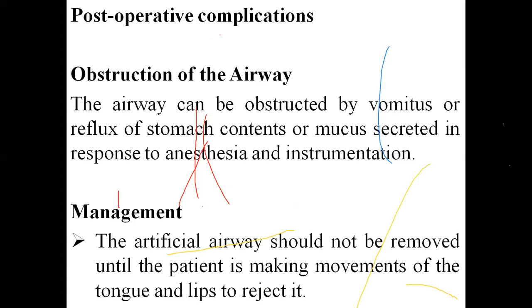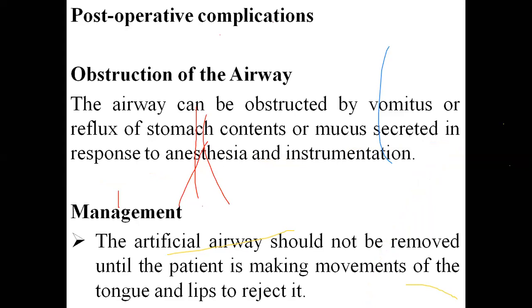So what are the possible post-operative complications now? Obstruction of the airway is a complication that commonly arises in post-operative patients. The airway can be obstructed by vomitus or reflux of stomach content and mucus secreted in response to anesthesia and instrumentation. That is why we say that the patient preoperatively should be nil per oral for about 6 to 8 hours prior to surgery, so that the possibility of complication that could arise from that is reduced.